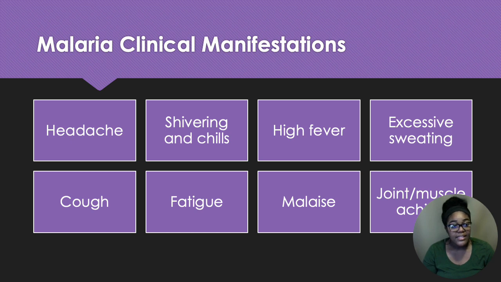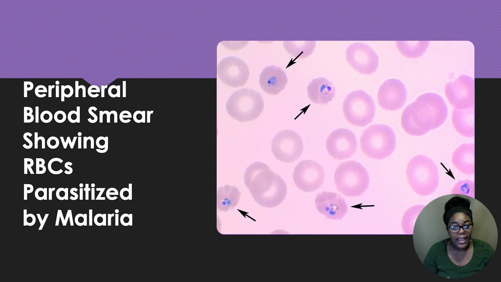Our clinical manifestations include headaches, fatigue, cough, shivering, high fever, malaise, excessive swelling, and joint and muscle aches. As I've mentioned, there is a peripheral blood smear. If you'll notice in this slide, you'll see the red blood cell, and you'll see these purple-like dots in the red blood cell. Those purple showings are the plasmodium. So if you have a blood smear showing this, you are diagnosed with malaria.